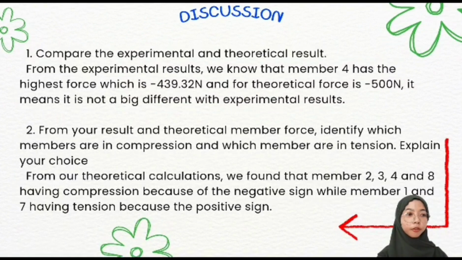For discussion, for the first question, from the experimental results, we obtain that member 4 of the cantilever has the highest force, which is negative 439.32 Newton, and the theoretical force is negative 500 Newton, which means it is not a big difference from the experimental results. For the second question, from our theoretical calculations, we found that members 2, 3, 4 and 8 are in compression because of the negative sign, while members 1 and 7 are in tension because of the positive sign.